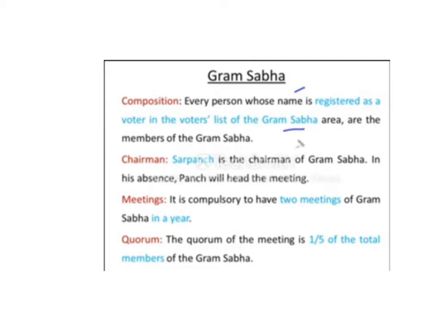Meetings. It is compulsory to have 2 meetings of the Gram Sabha in a year. That means at least 2 meetings of the Gram Sabha are important in a year. They have to conduct 2 meetings in a year. Quorum. The quorum of the meeting is 1/5 of the total members of the Gram Sabha. Quorum means how many members should be there. At least 1/5 of the total members of the Gram Sabha should be there.